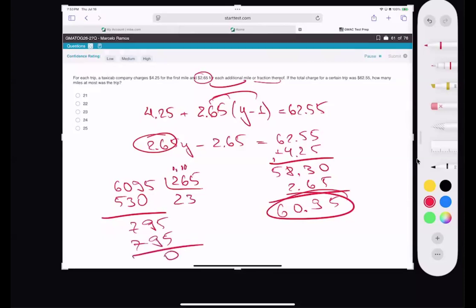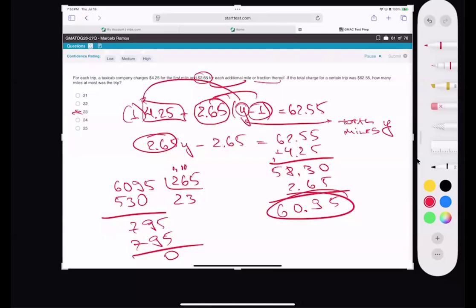Why is it 1 minus 1? I'll tell you in the end. So it's 23. Is that okay? So 1 mile for 4.25. Let's suppose this is the total number of miles, y. So 2.65 is from the second mile, so it's the total number of miles minus 1 that he paid. I did the same thing, but is that okay? Yeah. So it's 23.